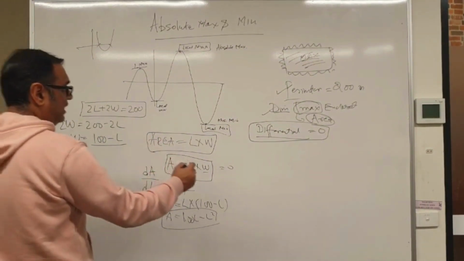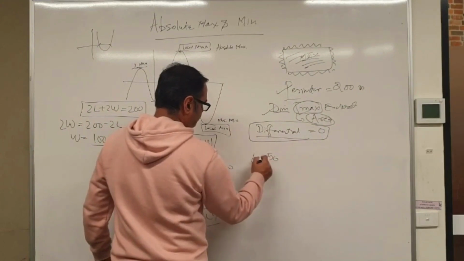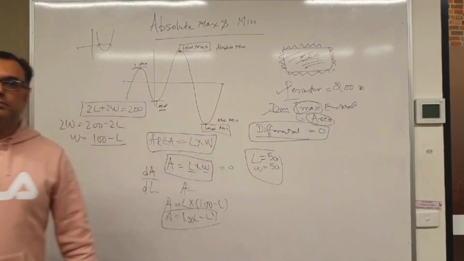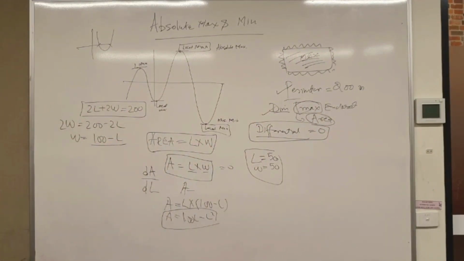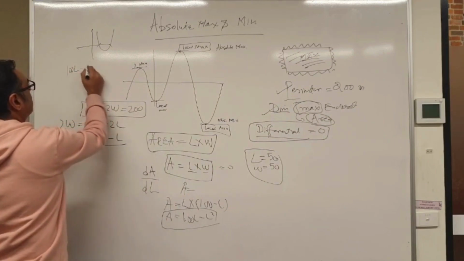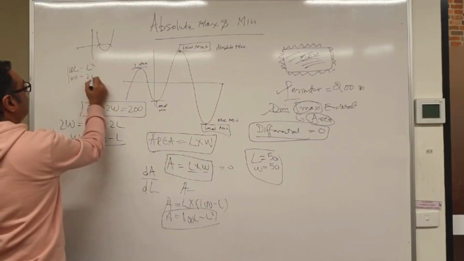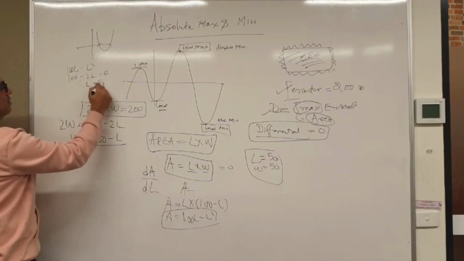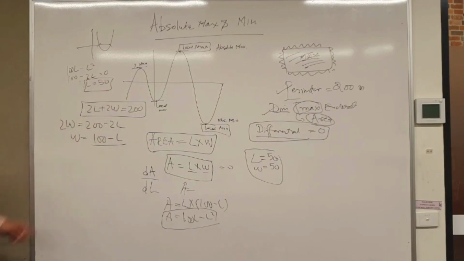After you solve it, you'll get length equals 50, width equals 50. Chris, yes? Ryan, yes? Kisha, that makes sense? So 100L minus L square, the derivative is 100 minus 2L equals 0. L is 50. That's the derivative, and you plug this here, it's another 50. All good? Make sense? All right.